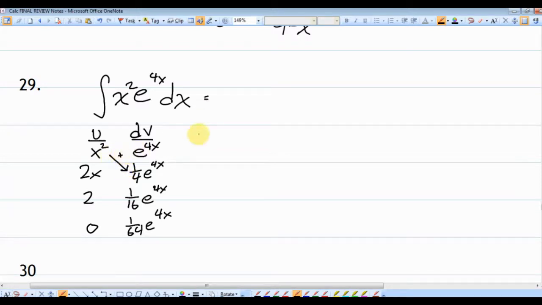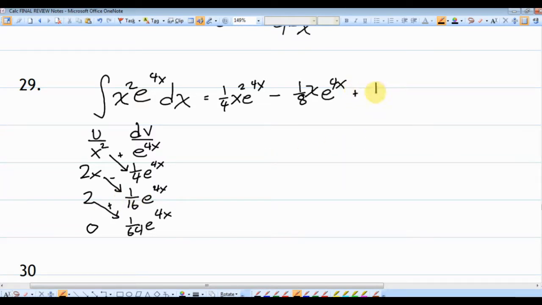Great. Plus 1/4 x squared e to the 4x minus 1/8. 16. 8. Oh, yeah, I can do it. Come on, man. Gotta get on my level. One over 32. You're on the level.